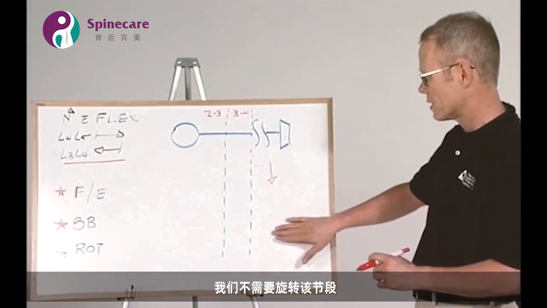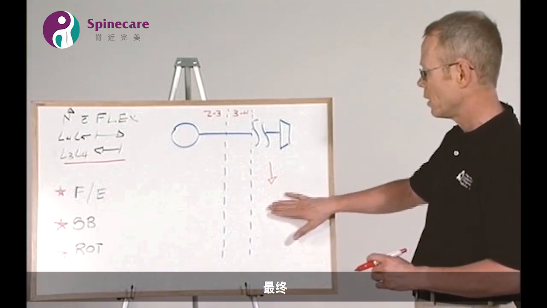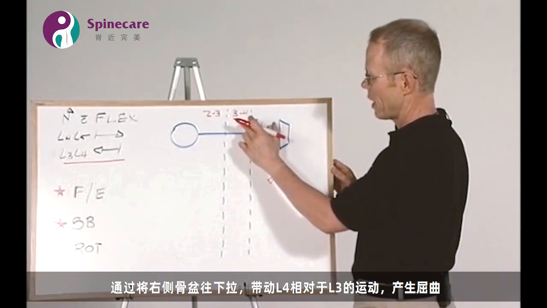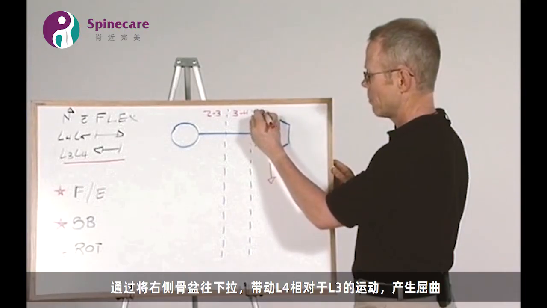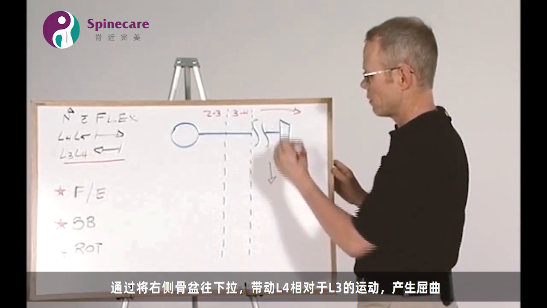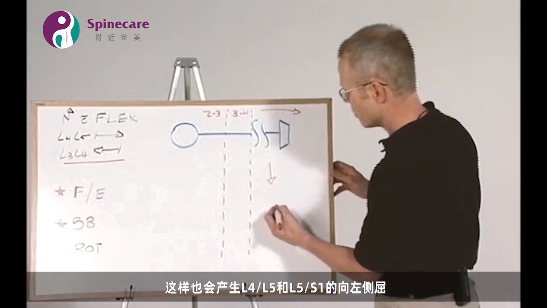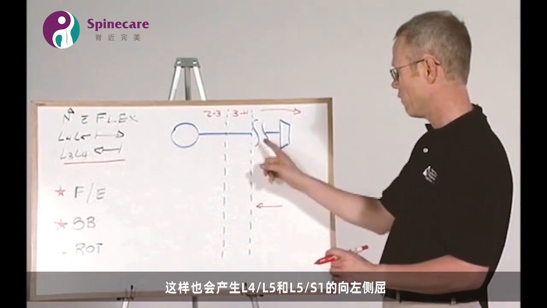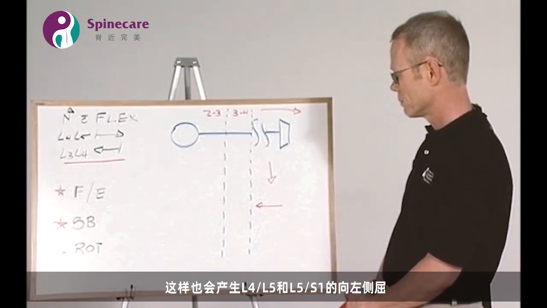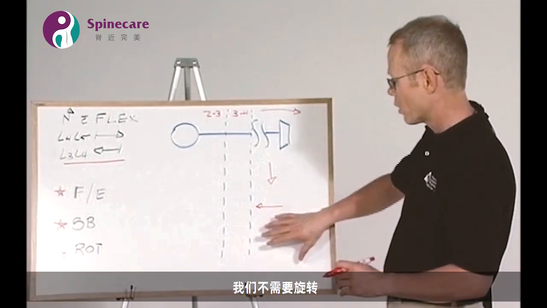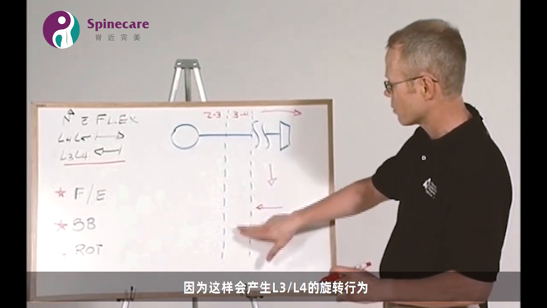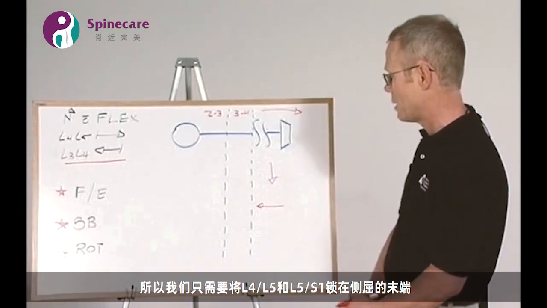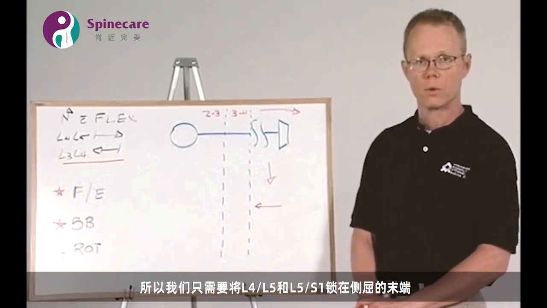We're not going to rotate that segment, and ultimately, we're going to produce flexion through the caudal segments at L4 on L3 by pulling the right side pelvis down. So there will be some left side bending occurring at L4-5 and L5-S1. We won't incorporate a rotation because of what it might do to the rotational behaviors at L3, L4, so we'll simply lock at the end range of side bending L4-5 and L5-S1.